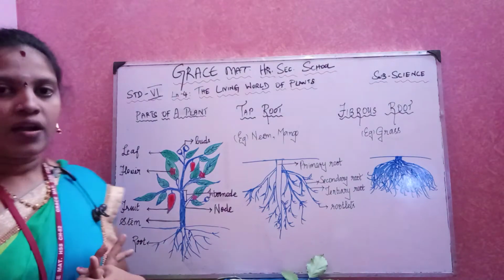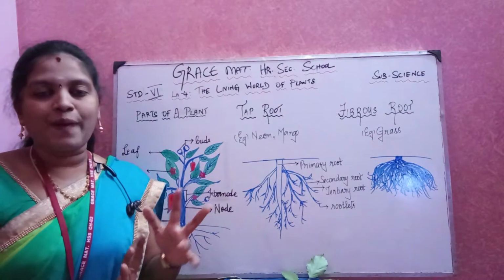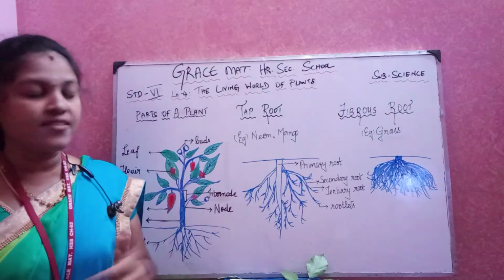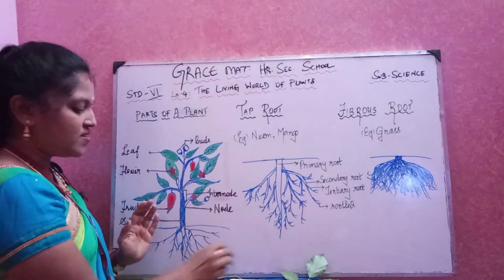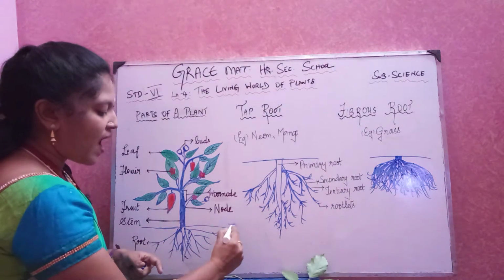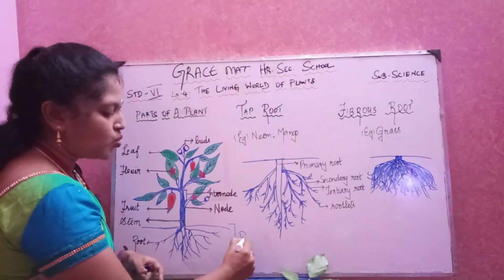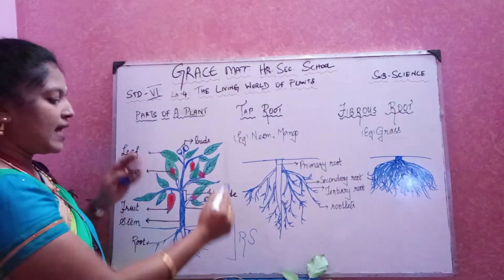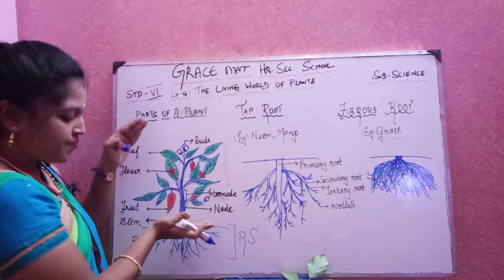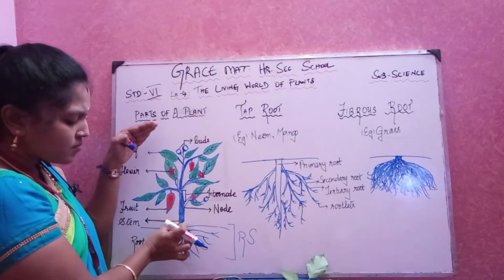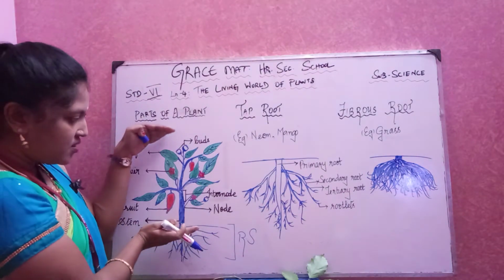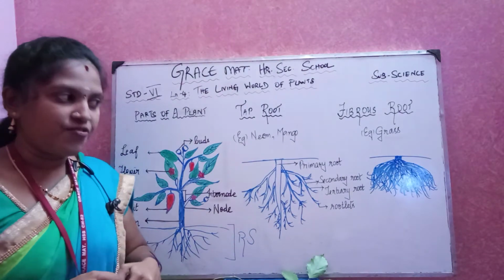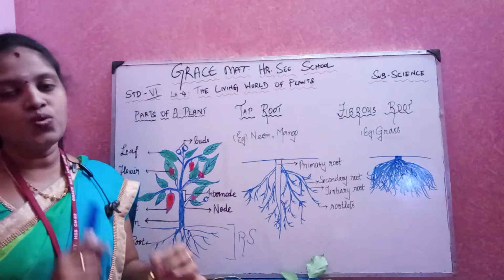Okay, children. Now we'll move on to the two parts of the system. Two systems of the plants. Yes, one is the root system. So this part we call it as root system. Whereas this particular part, which is from the stem to this bud, is called as the shoot system.